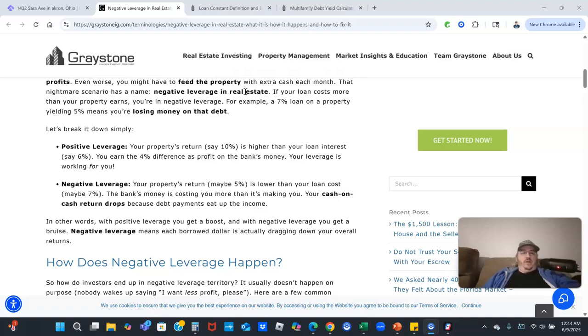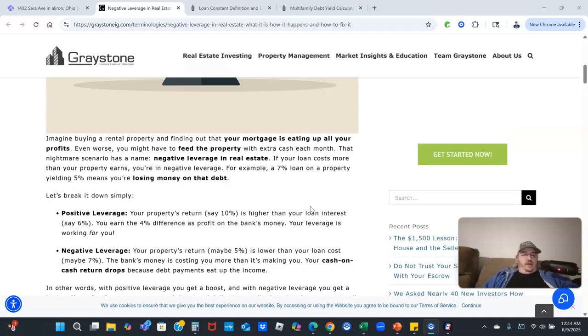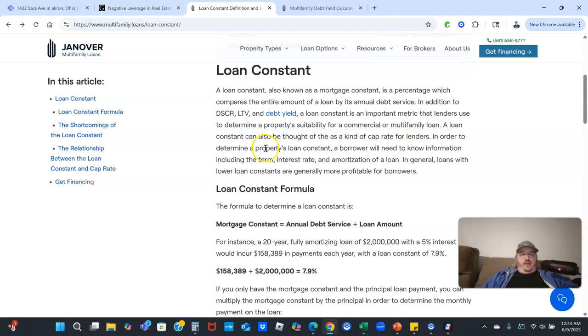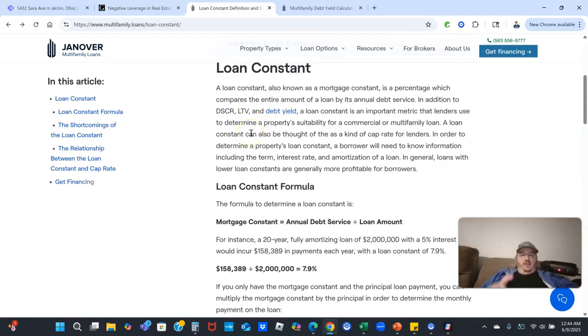I think that's true. But I think what gets lost on a lot of people is, they're talking about the difference in interest rate, but then they're talking about your cash on cash returns. But those things are different, right? And so what this discussion is ignoring is the mortgage constant. I want to talk a little bit about that, or people call it the loan constant.